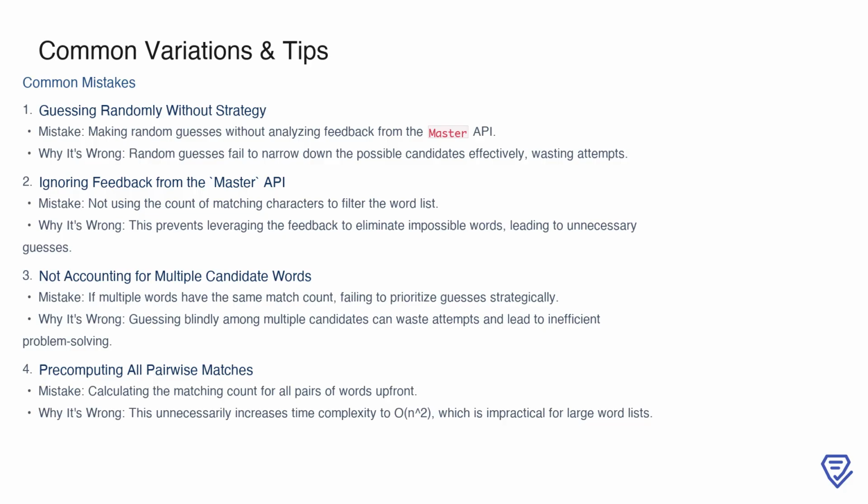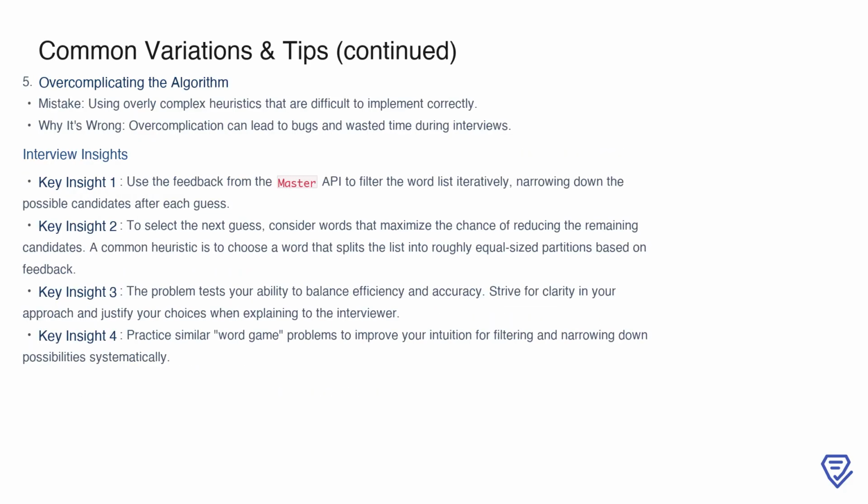Lastly, some people pre-compute all pairwise matches for the word list up front. While this might seem like a good idea, it increases the time complexity to O(n squared), which can be impractical for large datasets. It's better to calculate matches dynamically as needed to optimize performance. Overcomplicating the algorithm is another common mistake to avoid. While it might seem tempting to include elaborate heuristics, overly complex solutions can lead to bugs and consume precious time during an interview. Instead, focus on a clear and effective approach.